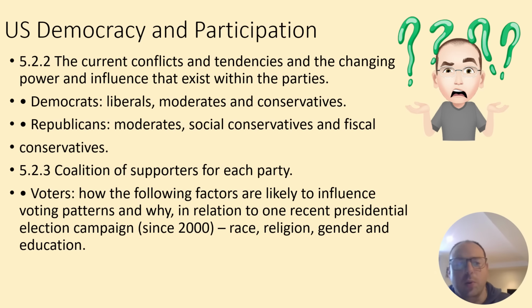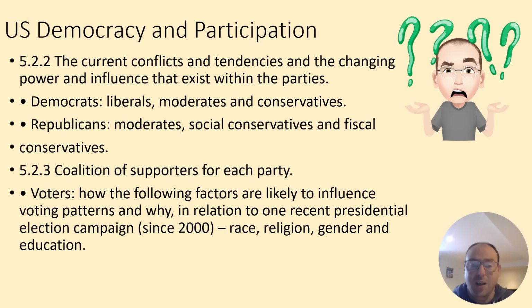And this is reflected in 5.2.2, where you look at the current conflicts and tendencies and changing power within the parties. So in the Democrats, you've got some ultra liberals, and then you've got your moderates, and still there's remaining people like Joe Manchin, some of your remaining conservative Democrats that are in there. In the Republicans, I'm not sure how much of the first group of this are still in there, our moderates, and then we get our social conservatives, which are a massive chunk of it, and our fiscal conservatives, who are more worried about how much the government is spending rather than social issues. And there's lots of stuff shifting with that, and the big thing in Republicans at the moment is the MAGA lot under Trump versus all the more traditional parts of the party.